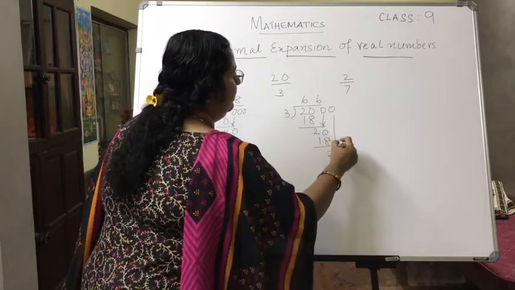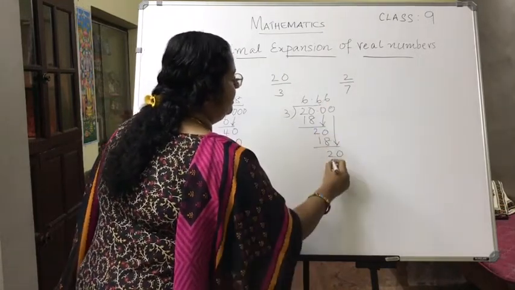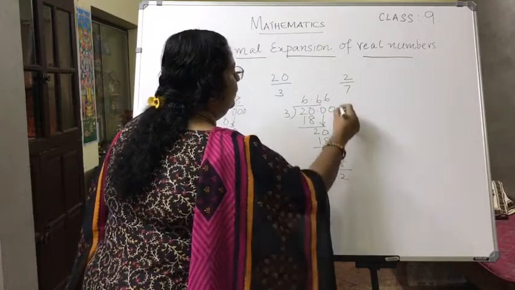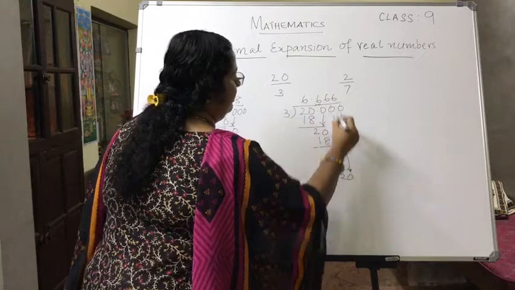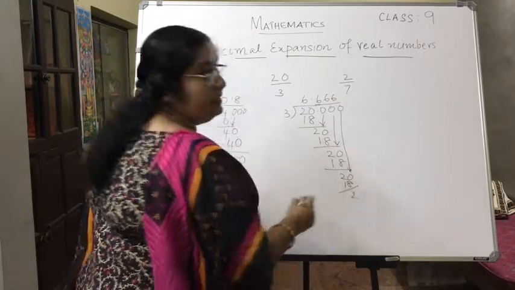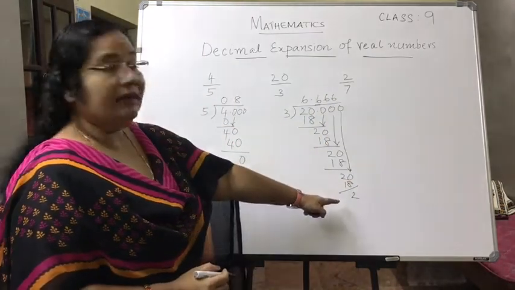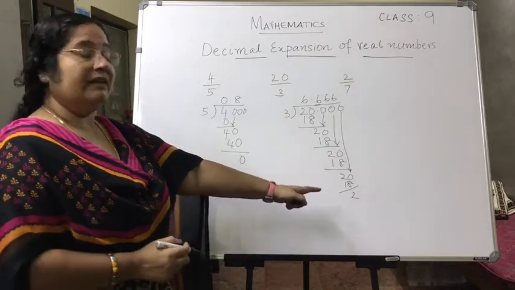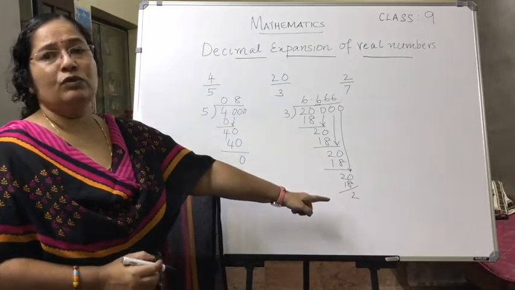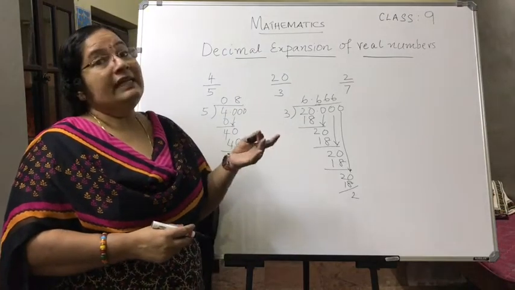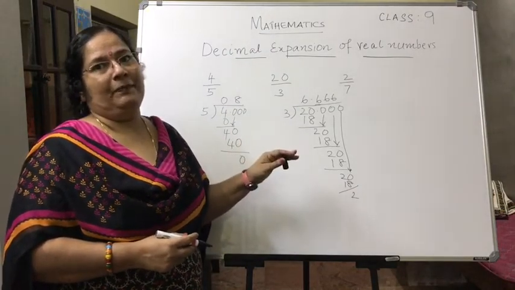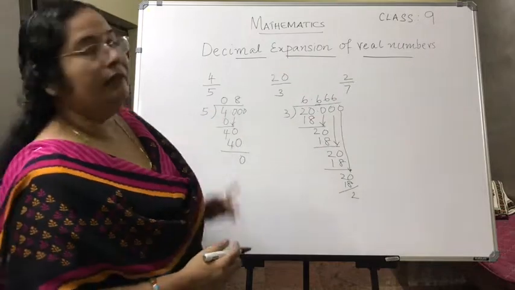One more 0. You can bring that 0 down. Again 3 6s are 18. Balance of 2. You can bring the zeros down. 6s are 18. Remainder is 2. So here look at the remainder. The remainder is never becoming 0. So what is happening there? We have to go on doing the division. The division is not complete there. Is it clear? Now let us go for the third one.